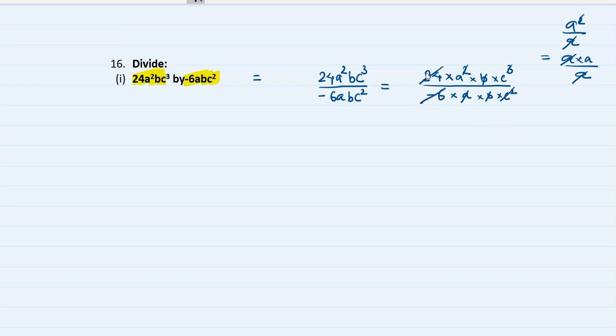Minus 6 and 24 get cut and you get minus 4 over here. So all you're left with is minus 4 a c. Minus 4 a c, that's it. That is the answer of the division. Isn't division very simple? It is, right. So if you think this is simple, then it is the right way and we can proceed easily.